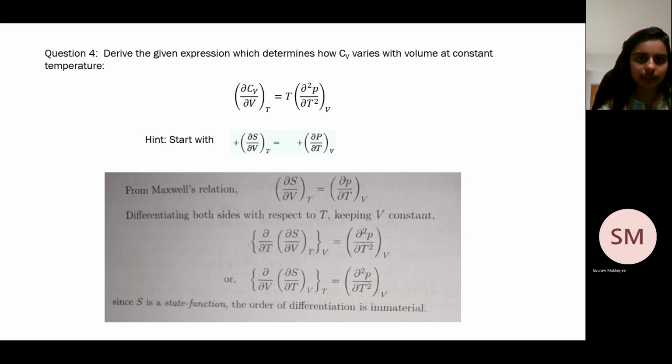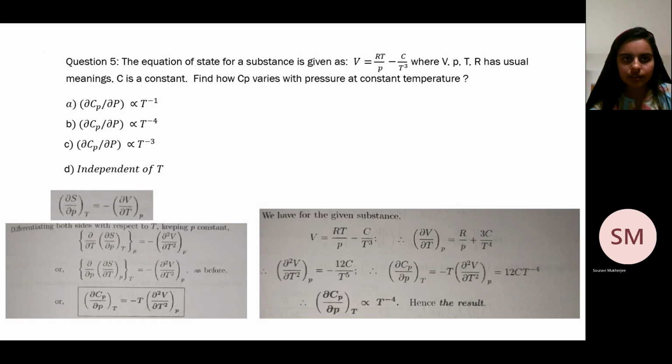So this is another physical significance of Maxwell's relations, which tells you how these kinds of response functions change with different thermodynamic variables. So similarly, if you start with the specific heat at constant pressure, and you want to say how it changes with pressure, keeping temperature constant, again you have to start with the Maxwell's relations and then do a differentiation with respect to temperature on both sides, keeping pressure constant.